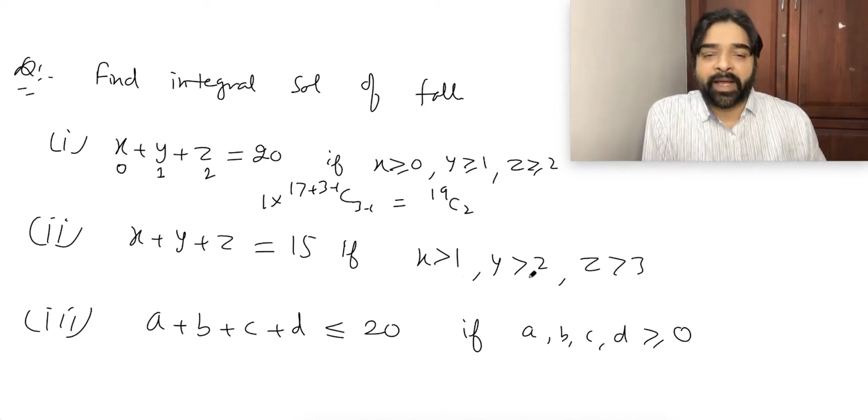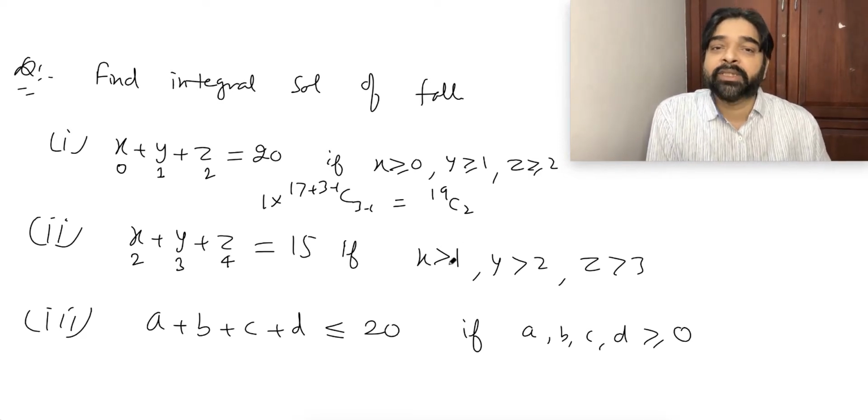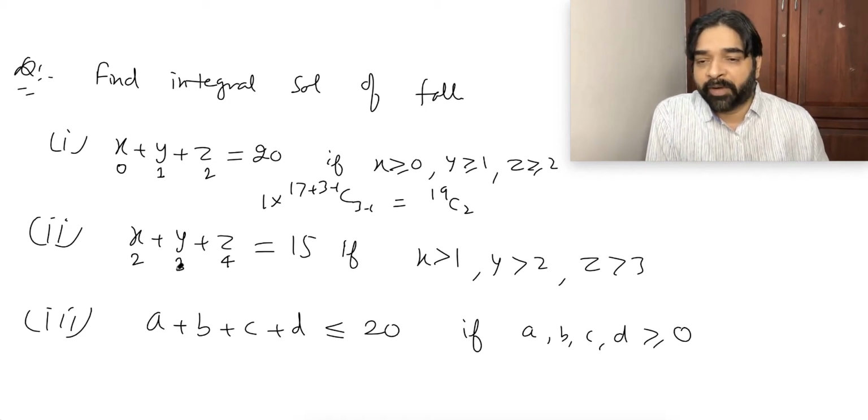x greater than 1, y greater than 2, z greater than 3. So what is the minimum each should have? Greater than 1 means minimum 2 should be there. Here minimum 3, and here minimum 4 should be there. Why? Because it's saying x greater than 1, which means 1 is not allowed, minimum 2 should be there. So 2, 3, 5, 5, 4, 9. 9 objects are gone already. So now 6 left.